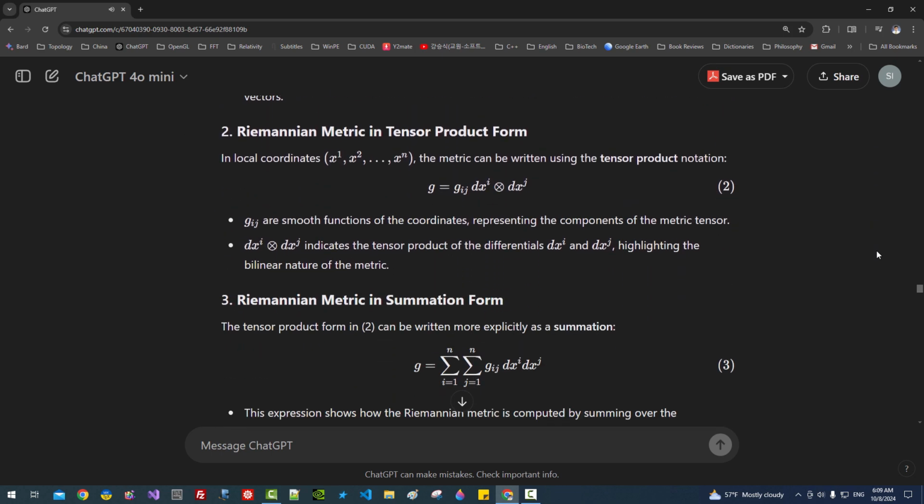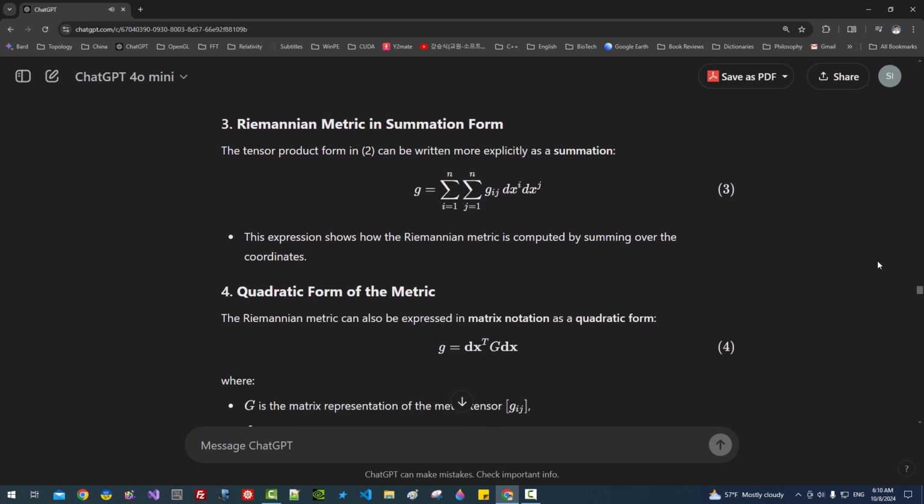Equation 2. Riemannian metric in tensor product form. In local coordinates x^1, ..., x^n, the metric can be written using the tensor product notation. g = g_ij dx^i ⊗ dx^j. The g_ij are smooth functions of the coordinates representing the components of the metric tensor. dx^i ⊗ dx^j indicates the tensor product of the differentials dx^i and dx^j, highlighting the bilinear nature of the metric.